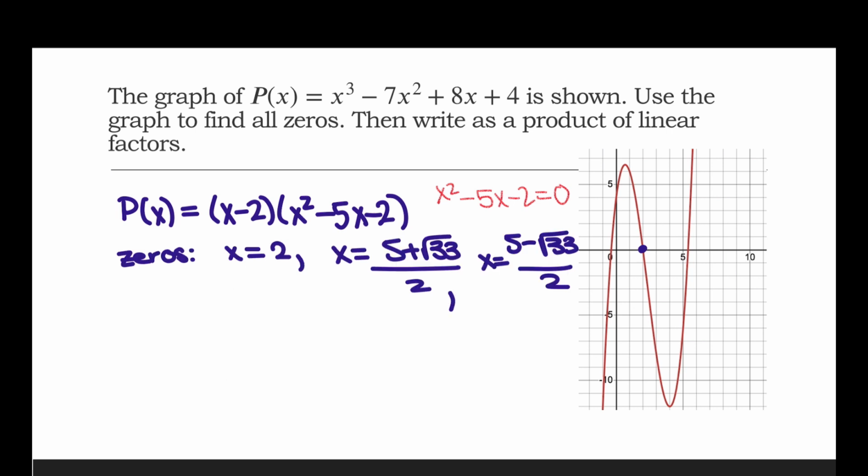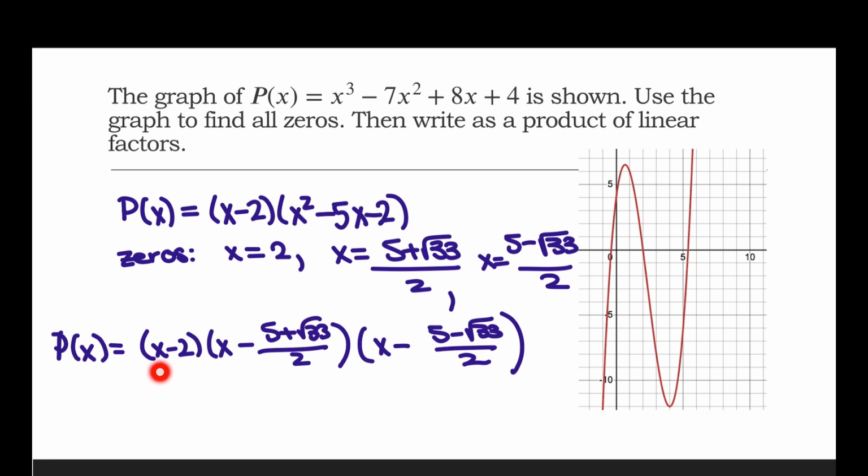So this polynomial has 3 real zeros, and I can actually see them in the graph. The graph has 3 x-intercepts. One of them is at x equal 2, another at 5 plus root 33 over 2, and the last one at 5 minus root 33 over 2. So those are my zeros. So that means I can actually write this polynomial as x minus 2 times x minus the quantity 5 plus root 33 over 2 times x minus the quantity 5 minus root 33 over 2. So notice that each of the factors is x minus a 0.